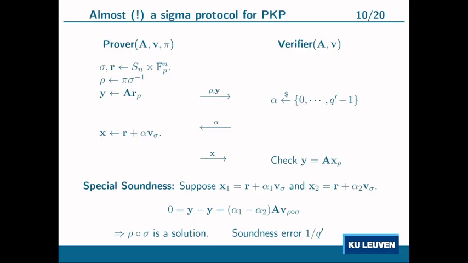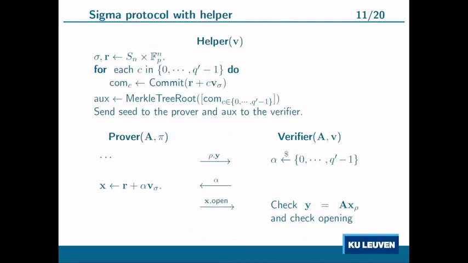The problem with this argument is, of course, that the cheating prover does not have to behave honestly. So nobody forces him to return x1 and x2 that allow us to extract the permutation pi. To solve this problem, we are going to use the trusted third party. Now I will give the real sigma protocol with helper.